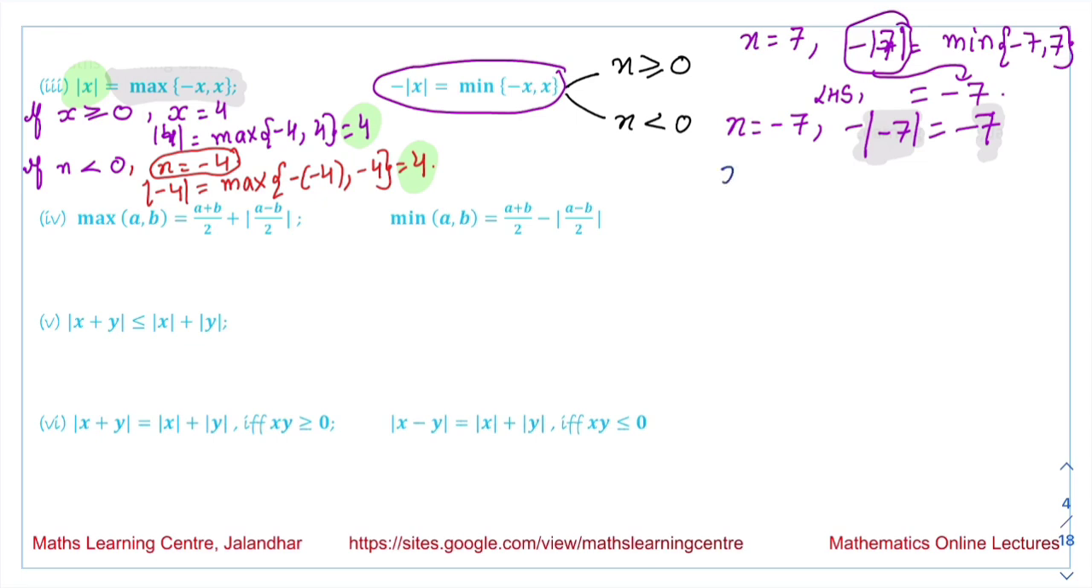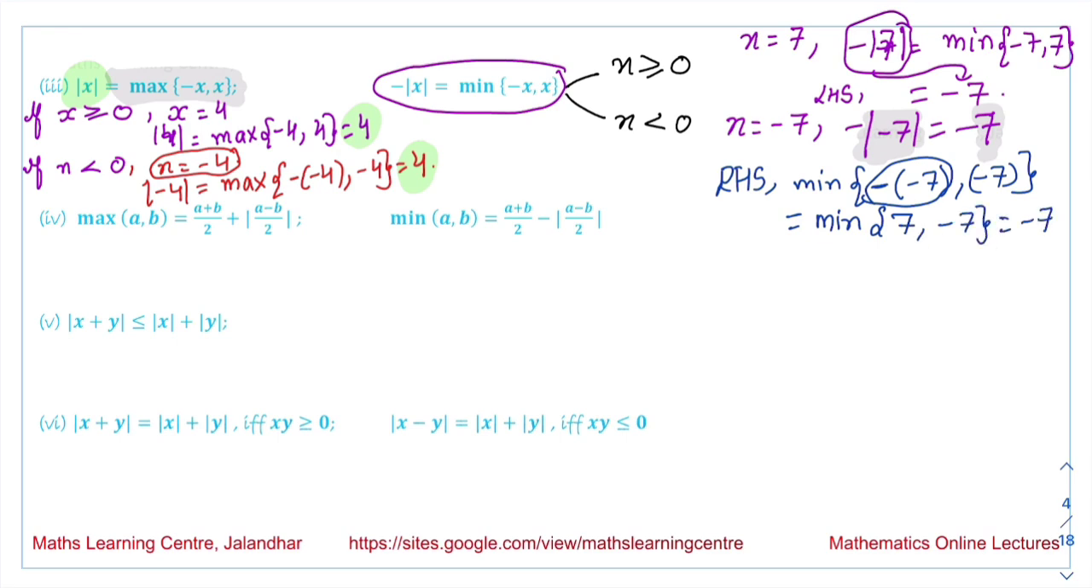And what is the RHS value over here? The RHS is minimum of minus x, which means minus of minus 7, comma x, which is minus 7. So the answer we are getting is the minimum of, this term will become 7 and this term will become minus 7. So the answer is minus 7. So both LHS and RHS are equal. This is how we can apply these formulas. There are proofs also for this formula, but we are not discussing the proof here, and you don't need the proof at this stage. These formulas are sufficient for you at this moment.